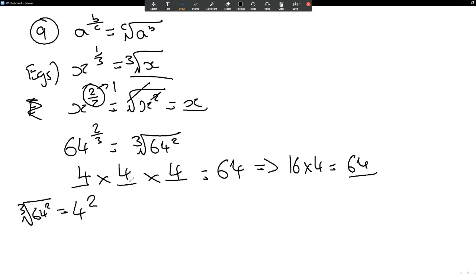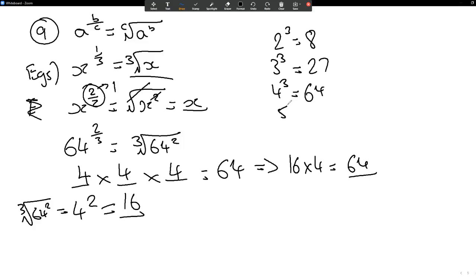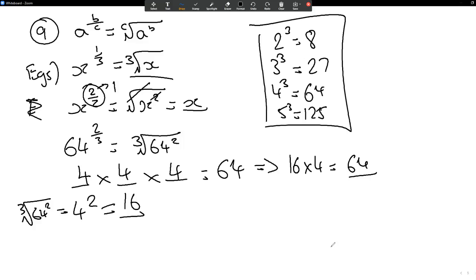So we cube rooted it first, and then we square the 4, giving us 16, and that's our answer. Just a few cube roots that might be useful: 2 to the power of 3 is 8, 3 to the power of 3 is 27, 4 to the power of 3 is 64, 5 to the power of 3 is 125. You can learn these, or what you can do is, in the exam they'll never give you a really difficult cube root. You'll just have to use trial and error and you'll get there.